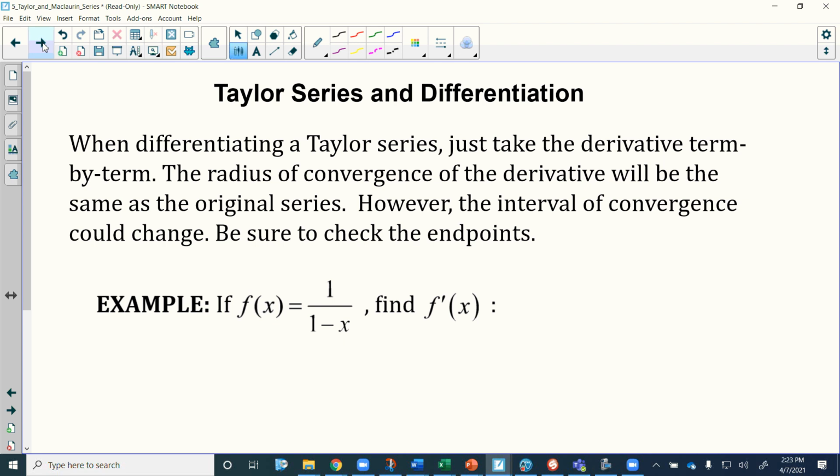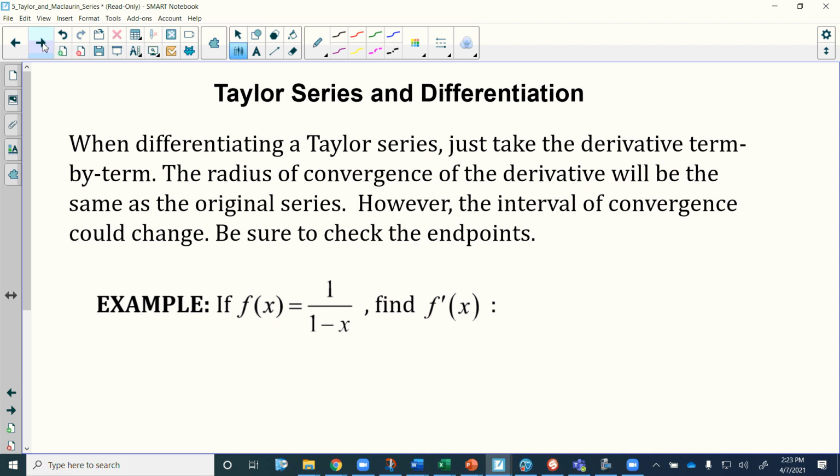So now what we're going to be taking a look at in this case, let's see, am I on the right page? Taylor series and differentiation. Nope, I am not. There we are. Now I'm on the right page. Sorry for the confusion. When differentiating a Taylor series, just take the derivative term by term. And so I guess I was just thinking ahead. This is where we were going.